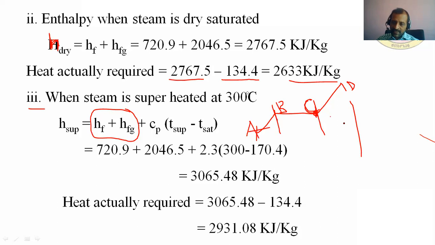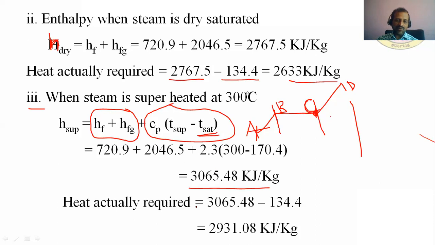Here, the additional heat you give, that additional heat I am adding now. This HF plus HFG is the dry saturated heat, that is up to point C. After C to D, this is the heat. So substitute all the values. Cp is 2.3 and T superheat is given as 300. T saturation, the temperature of saturation we found from the steam table, is 170.4. So you will get the answer as 3065.48 kilojoules per kg, right?